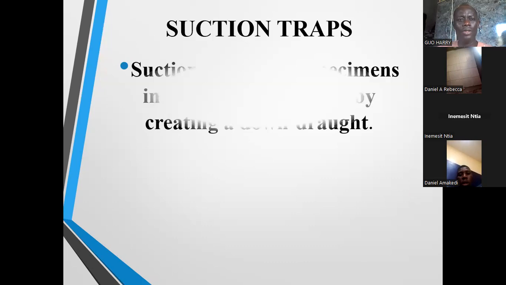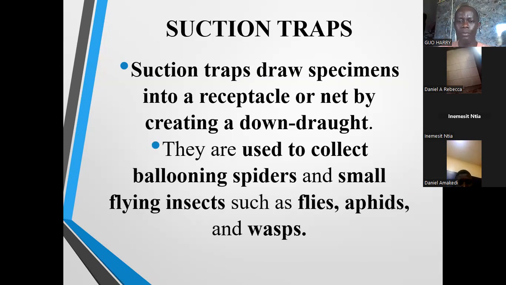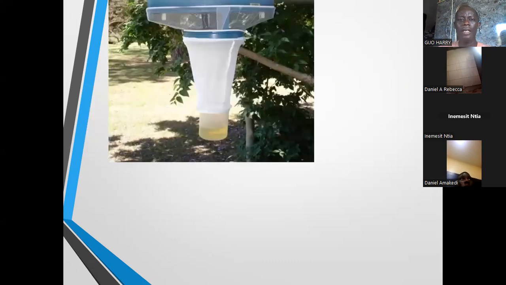We also have the suction traps. Suction traps draw specimens into a receptacle or net by creating a downdraft. They work just like a fan, which is able to blow a breeze. This one blows in the opposite direction, where it draws the specimen into the container, and these are later harvested.